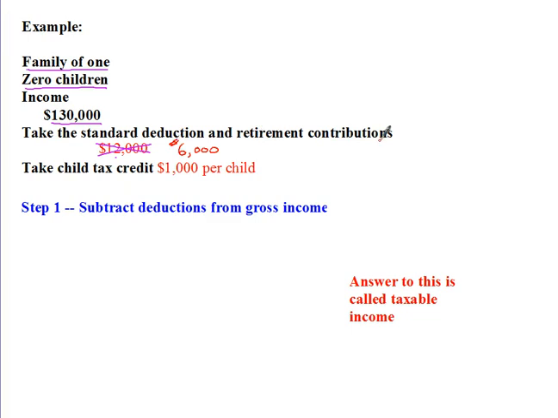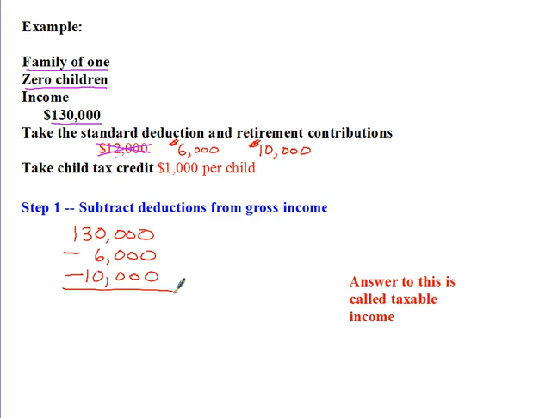And let's say his retirement contributions are like in my previous video: he's going to put in $10,000 a year for retirement. The child tax credit is still $1,000, but he doesn't have any children, so he's not going to get that. So let's calculate this guy's taxes. Step number 1 is we subtract deductions from gross income. This guy had $130,000 of gross income minus the $6,000 standard deduction, minus the $10,000 that this person puts in their retirement account.